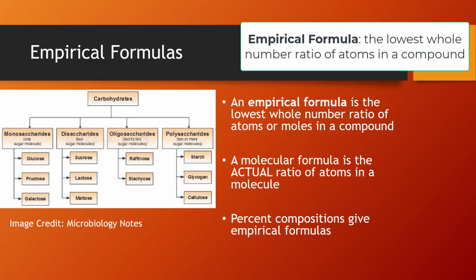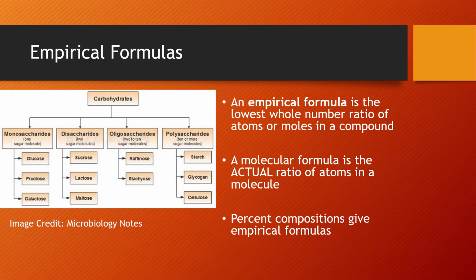An empirical formula, here we go. It's the lowest whole number ratio of atoms or moles in a compound. Now, this is different from the molecular formula. The molecular formula is the actual ratio of atoms in a molecule. Percent compositions are going to actually give you empirical formulas. Percent composition doesn't tell you how many atoms there are in a molecule. It just tells you the empirical formula.